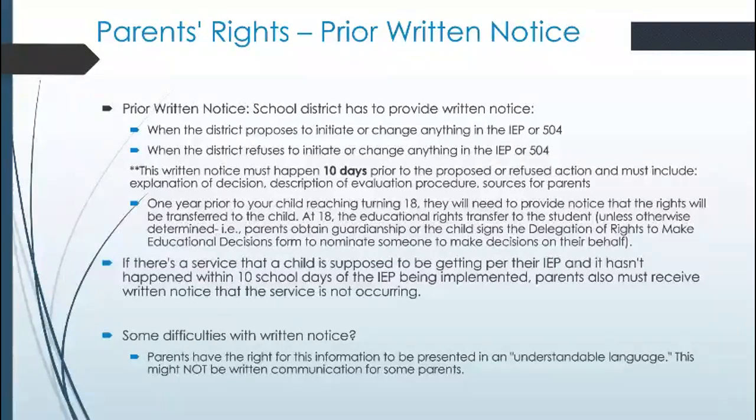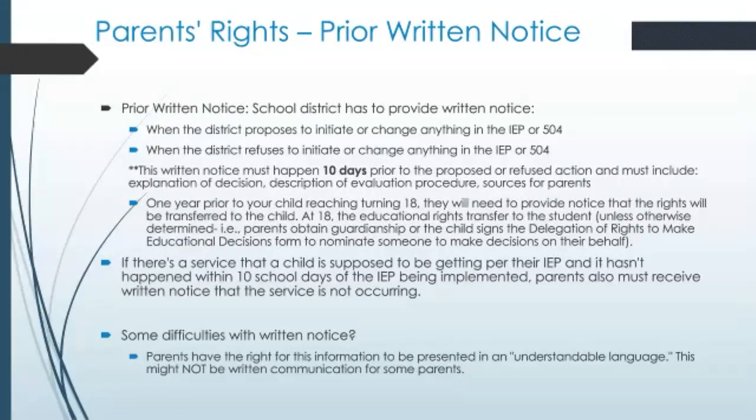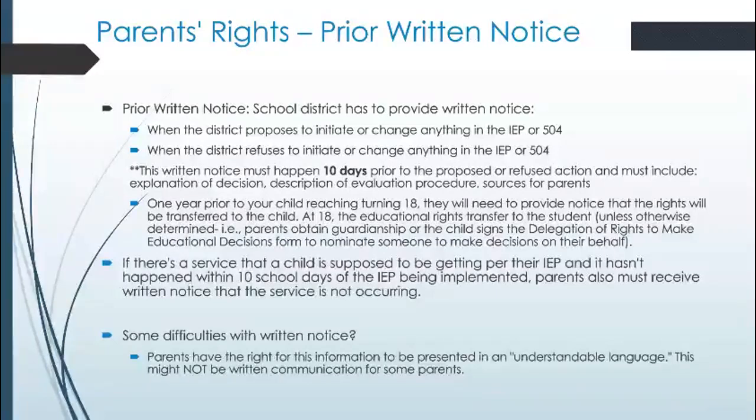If there's a service that a child is supposed to be getting for their IEP, but it hasn't happened within 10 school days of the IEP being implemented, parents must also receive written notice that the service is not occurring. Say, for example, your child is supposed to be receiving speech and it's supposed to start on this date, but it hasn't started and it's been 10 days after this IEP was finalized. You need to have some sort of written notice to indicate that this service is not being provided, whether it's because the speech pathologist is on maternity leave and they're working on finding somebody else. They have to keep you involved in understanding what's being delivered and what's not being delivered.